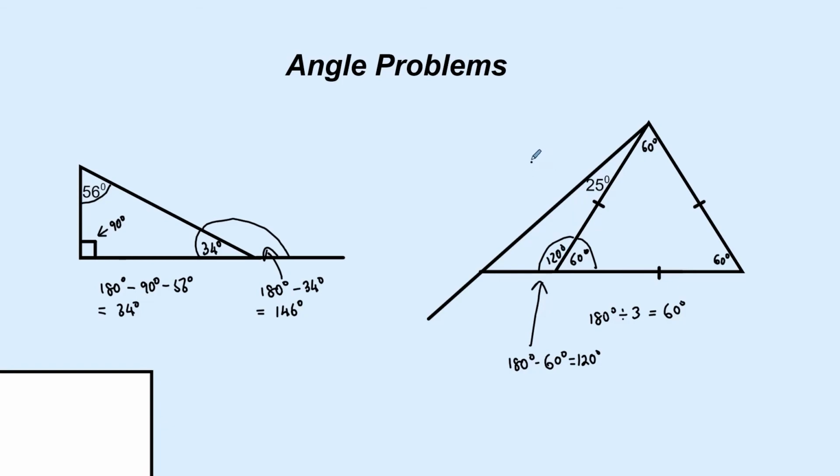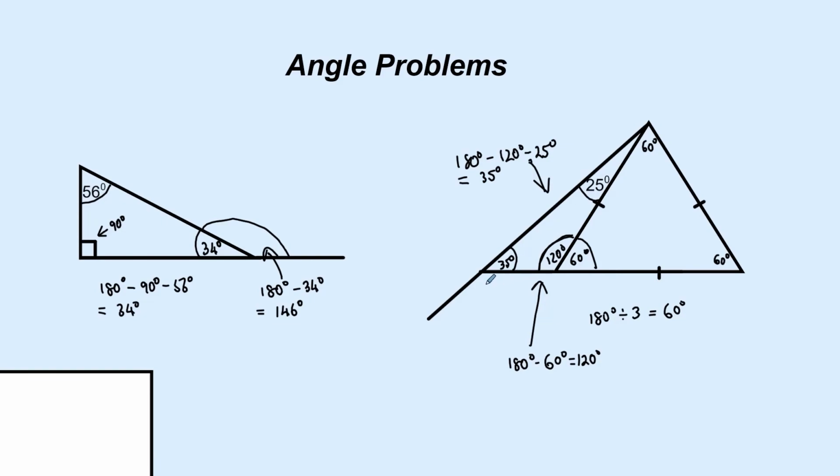So for this angle here, that corner, this corner, and this corner, the three corners have to add up to 180. We're going to do 180 minus 120 minus 25. Okay, and that should give you 35 degrees for this angle here. All the three corners of the triangle should add up to 180, and they do.